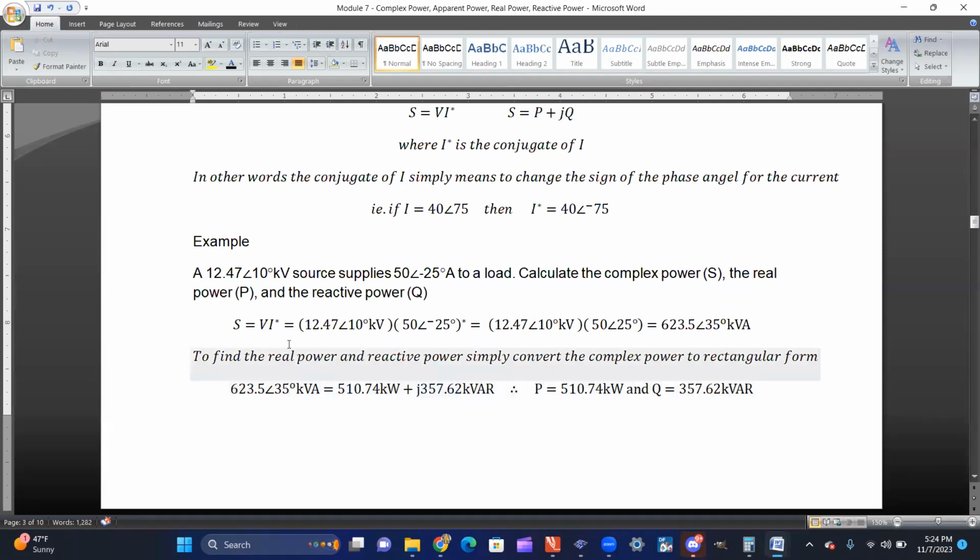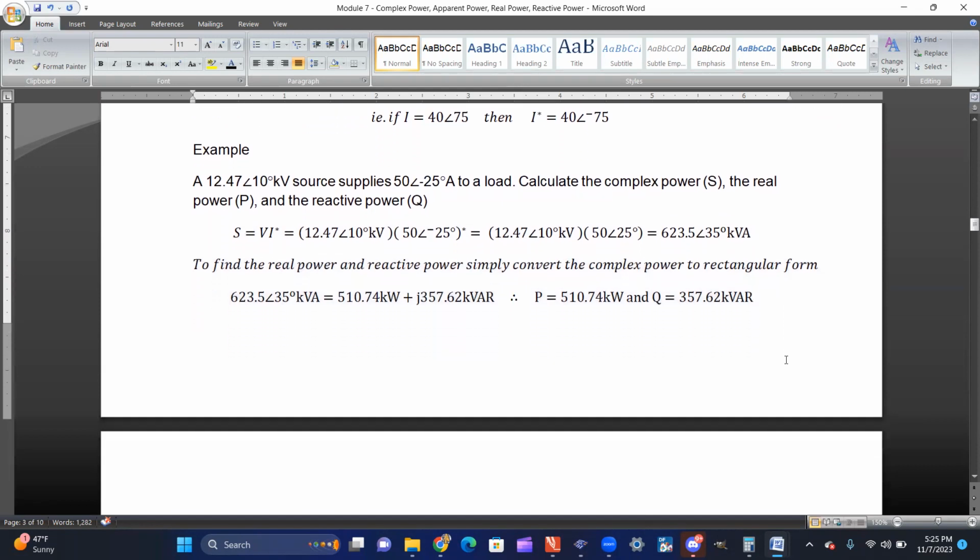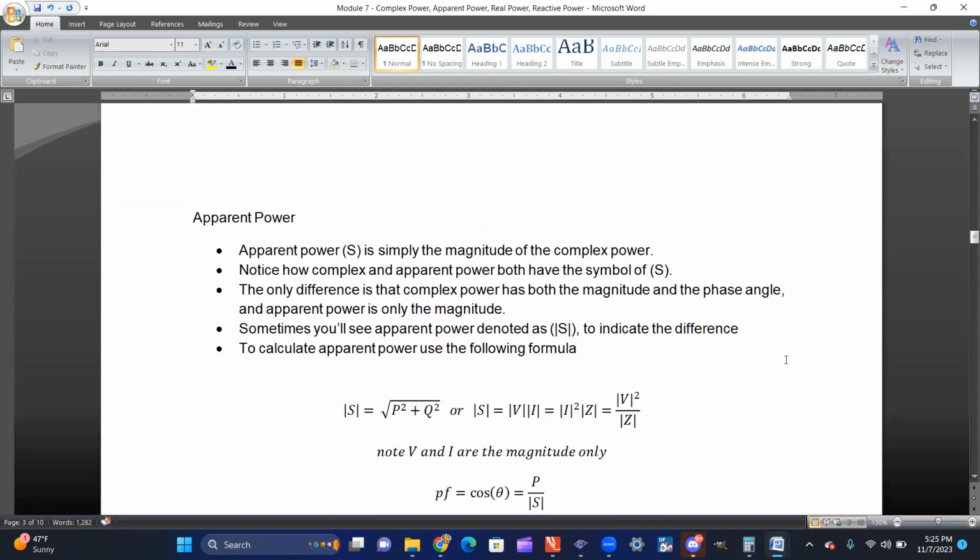And that's why I like this equation so much, because if you can get to your complex power, you can solve a lot of different things. You can solve for your real and your reactive power. You can solve for your apparent power. We haven't talked about that yet, but you can solve for your apparent power, and also calculate your power factor, which leads into our next type of power, which is apparent power.